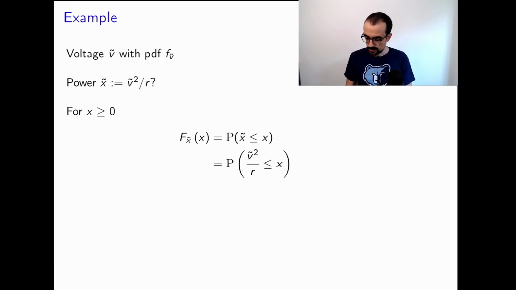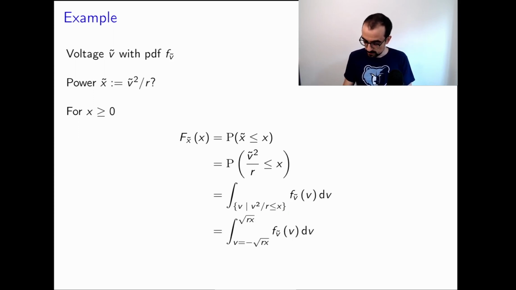So then what are we going to do? We're going to integrate over that set that we're interested in. We want to know the probability of this. We know the PDF of the voltage, so we're just going to integrate over it. We're going to integrate over all the numbers such that v squared divided by R is less than or equal to x.